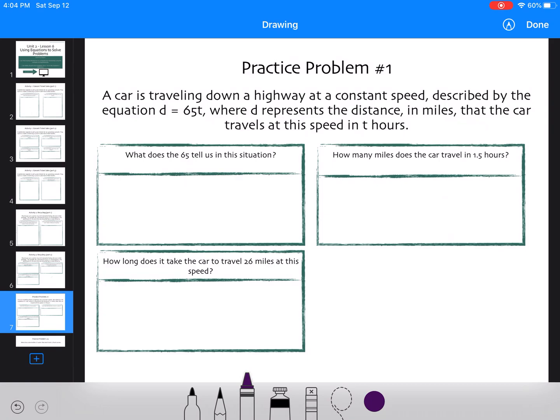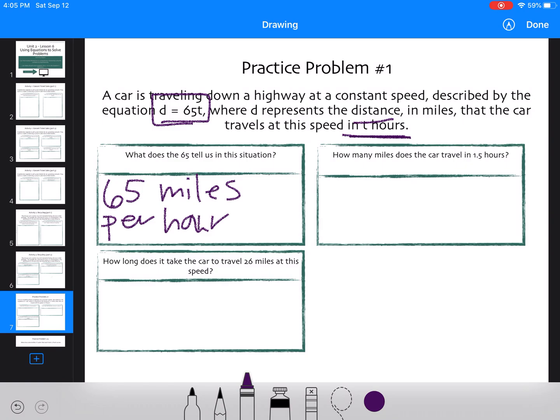So practice problem 1. A car is driving down the highway at a constant speed described by the equation D equals 65T. So it tells me they're going 65 miles per hour. D represents the distance and T represents the time in hours. So what does 65 tell us in this situation? That tells us 65 miles per hour. So that's our constant of proportionality. So it says, how long does it take the car to travel 26 miles at this speed?